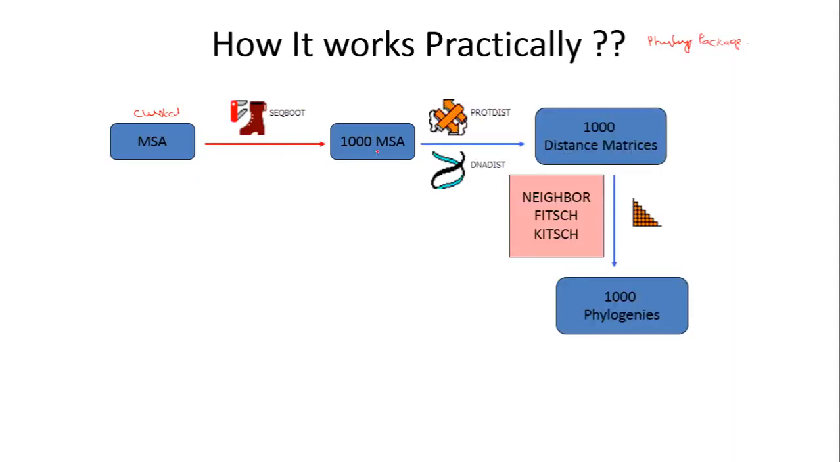And now, if your multiple sequence alignment is from protein, and you decide that you would be using a distance based method, okay, so first you would use computer programs like protdist if your sequences are protein sequences, and you would then generate 1,000 distance matrices. Now if your multiple sequence alignment is made up of nucleotide sequences like DNA or RNA, say for example if it is made up of DNA sequences, then you would use dnadist as a computer program that would generate 1,000 distance matrices.